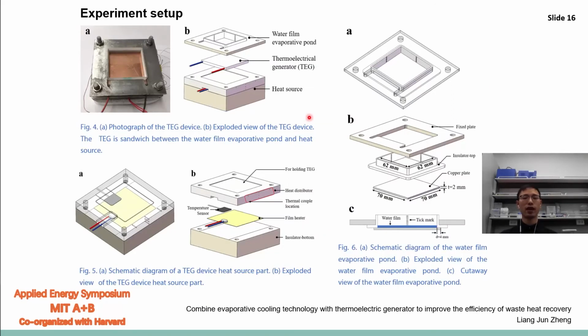And the TEG device can be separated into three parts: hot source, TEG, and water film evaporation pump. The hot source can be separated into the film heater, sensor, and heat distributor and insulator. And the water film evaporation pump is composed of the fixed plates, insulated top, and the copper plates. Because the copper plate has a high thermal conductivity, the heat dissipated from the TEG cold side can easily transfer to the water film.